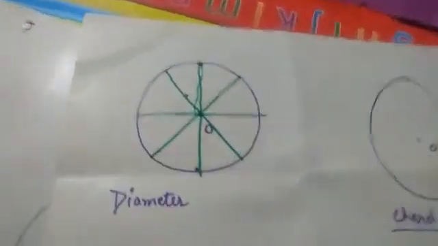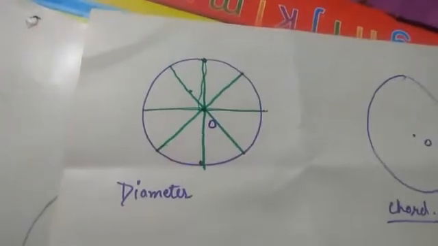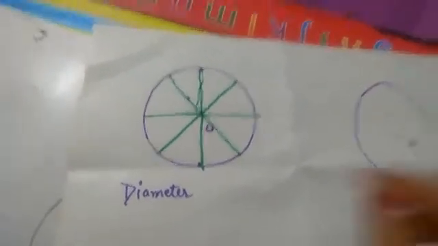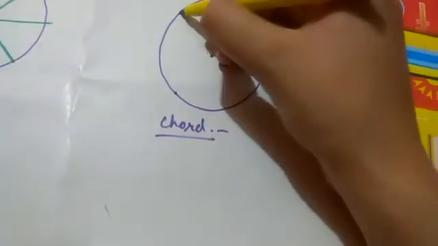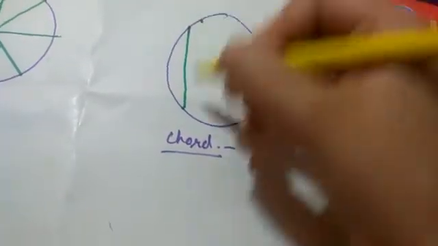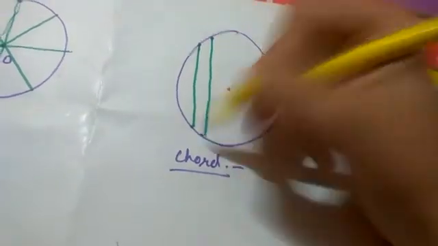What is the diameter of the circle? A line joining the two boundary points such that the line must pass through the center of the circle. Now what is a chord? The chord has a simple definition. You can choose any two boundary points and join them. This is a chord of the circle. Any two boundary points that you want.